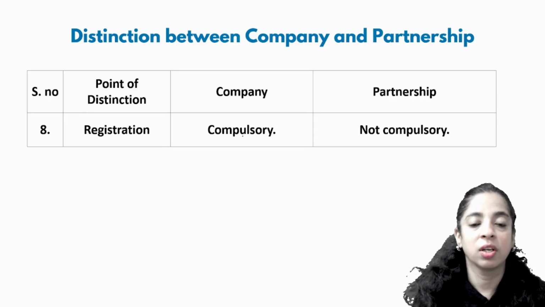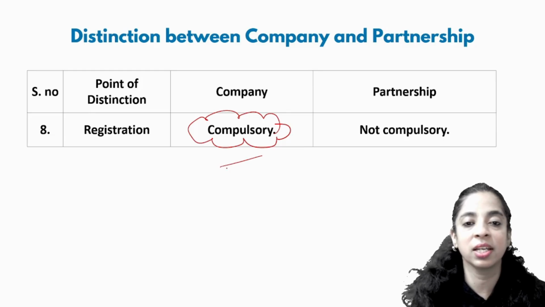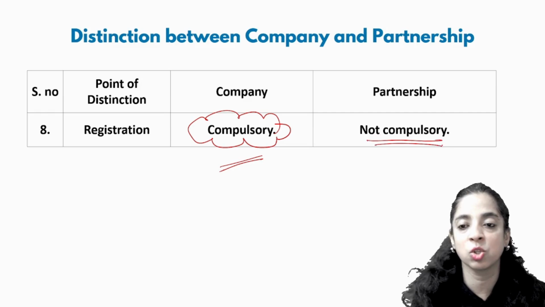Now, registration. We know that registration under the Companies Act is compulsory in the case of a company, whereas in a partnership it is not compulsory.